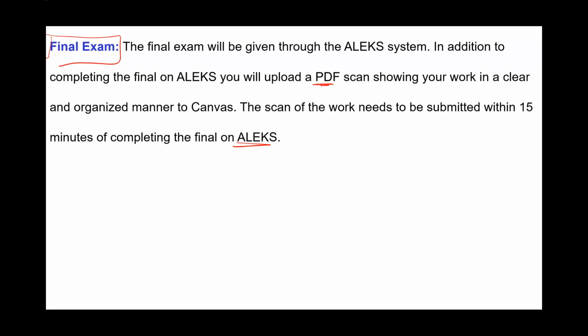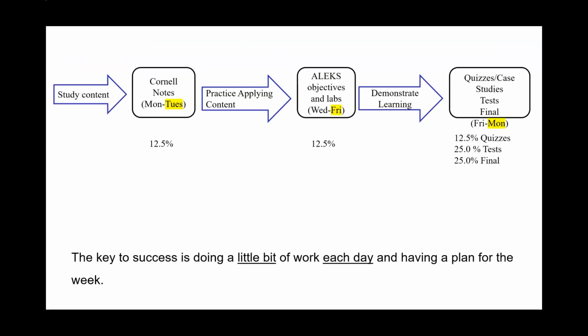Okay, so we've talked about all of the different types of assignments. Every week you'll have a reading assignment to do, and then you'll have either a quiz, a case study, or a test. At the very end of the quarter, there's a final exam that covers the whole quarter's worth of work. So that was a lot of text, but putting it into a diagram, it kind of looks like this, right?